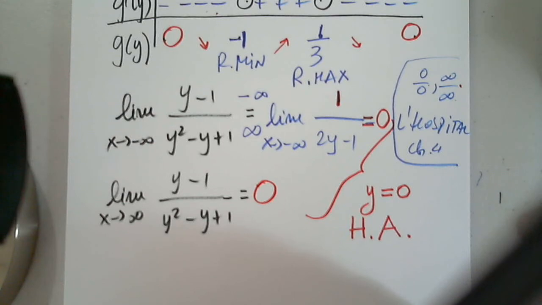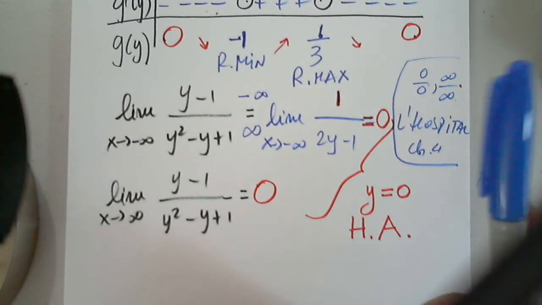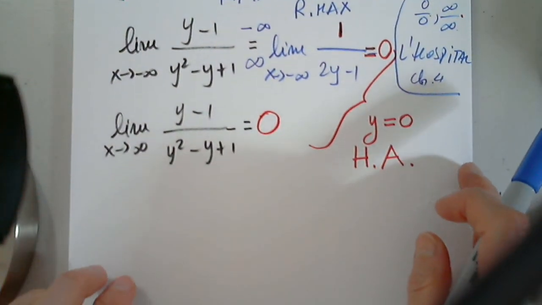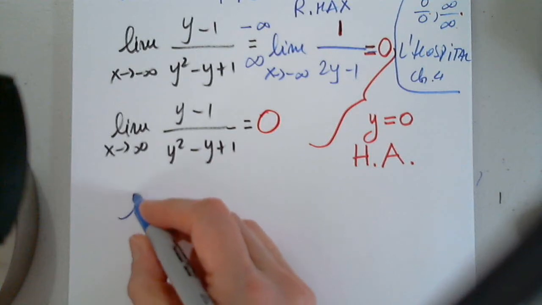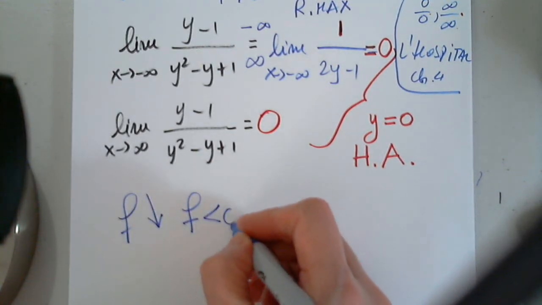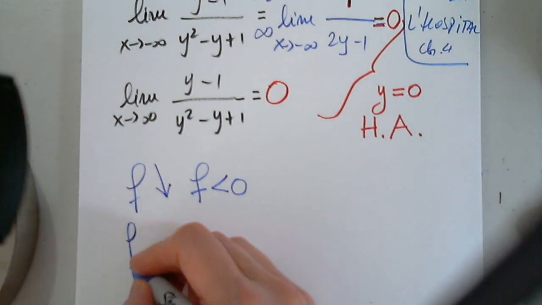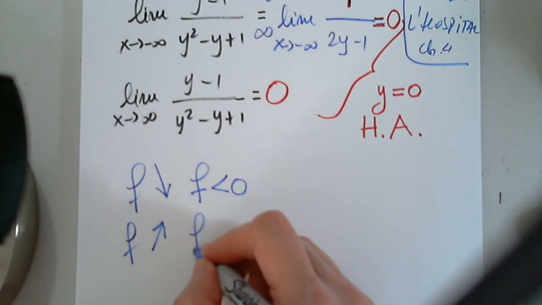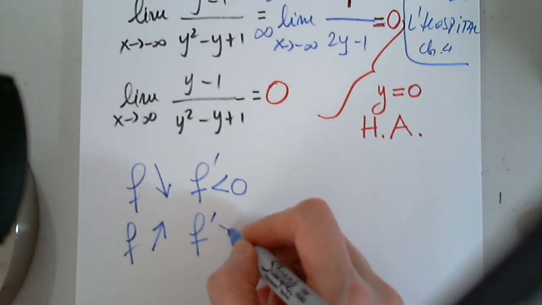And just to double check, when the derivative is negative, then it's decreasing. Correct. That was the next thing that I wanted to write. So the function is decreasing when the first derivative is less than 0. The function is increasing when the first derivative is greater than 0.